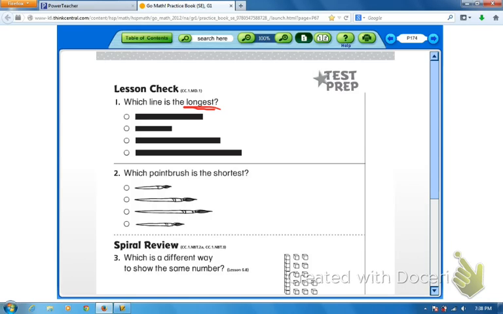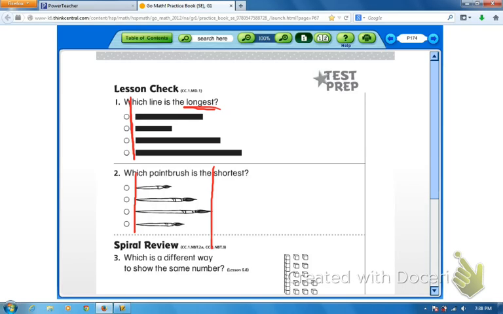Another thing I forgot to mention is when we are measuring, the most important thing is to make sure that all of our measurements line up. When we are comparing, we have to make sure they all line up at one point so that on the other point we can say which ones are the longest and shortest.